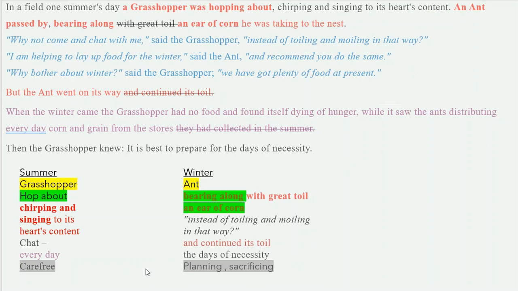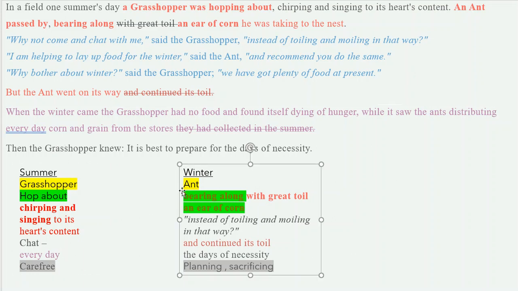Then in order for us to feel what it means, summer, what summer means, the author was putting words in. Field, hopping, chirping, chatting, come to me. What else? Why bother? Why bother? We've got plenty. Right? So all of these words belong here under the summer.